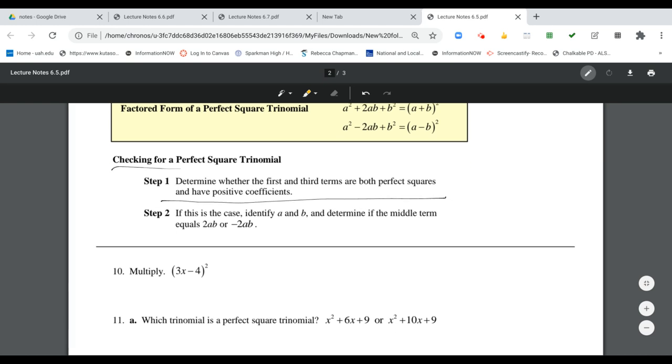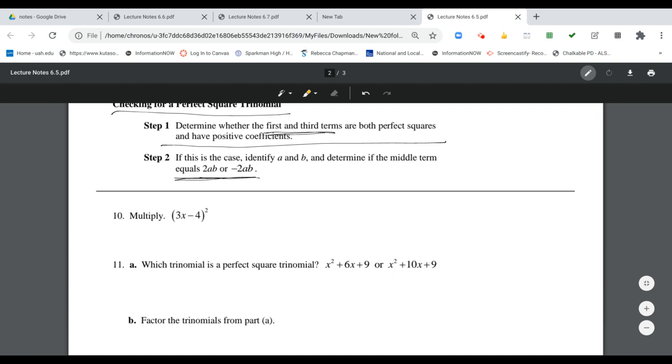Okay, so this right here, check for perfect square trinomial. Determine whether the first and the third terms are both perfect squares and have positive coefficients. Okay, if this is the case, identify A and B, and then determine if the middle term equals 2AB or negative 2AB. So when I multiply this in number 10, the 3x minus 4, that would be 3x minus 4 twice. That's what that exponent 2 means. And then when I FOIL it, I get 9x squared.